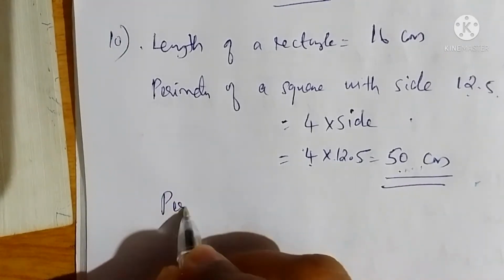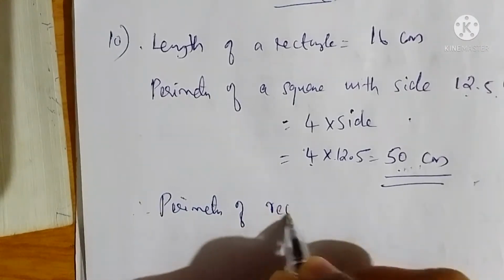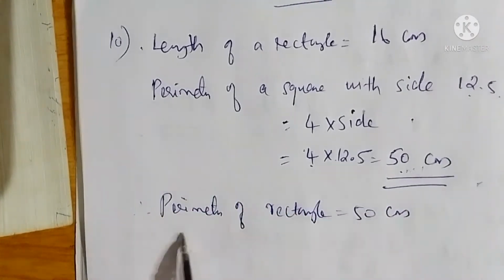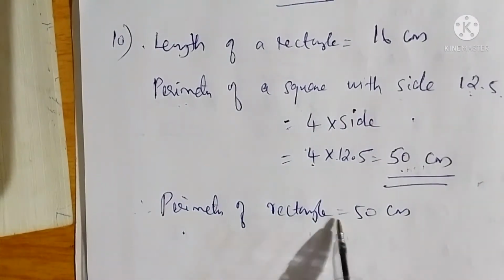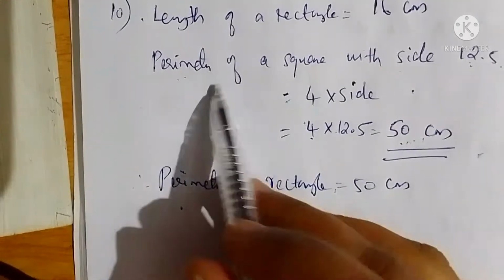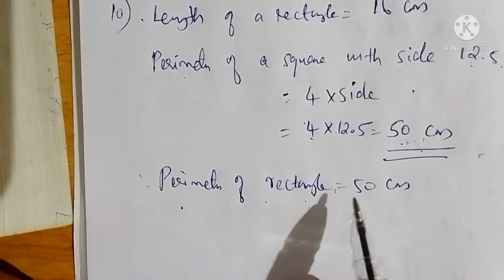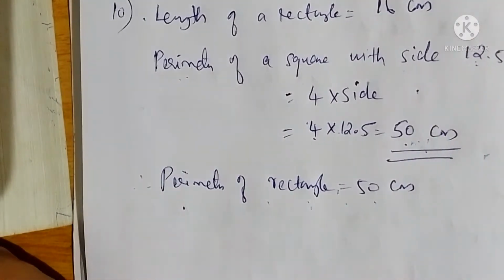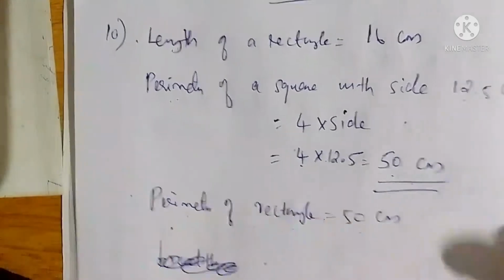But this is also the perimeter of the given rectangle. Therefore, the perimeter of the rectangle is also 50 centimeter. Since we got the perimeter of the square as 50 centimeter, the perimeter of the rectangle is also 50 centimeter. Now what is the question? We have to find the area of the rectangle.